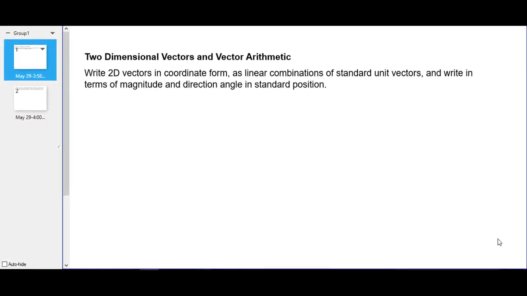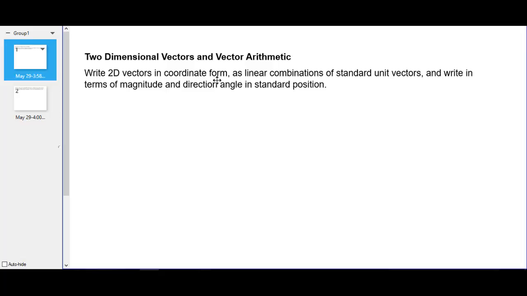Okay, I think I'll start here talking about two-dimensional vectors and vector arithmetic. I'm going to write a 2D vector in the component or coordinate form, and as a linear combination of standard unit vectors. And then I'm going to write the vectors in terms of magnitude and direction angle in a standard position. So let's start off.